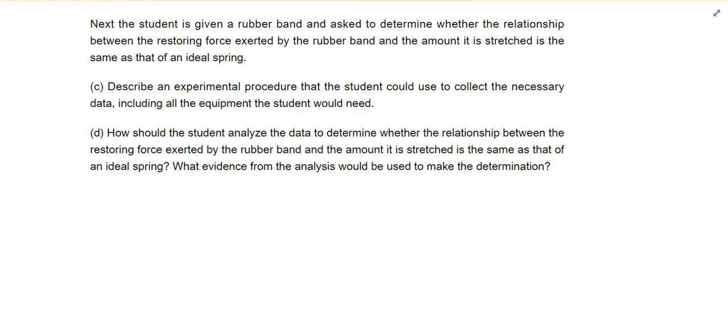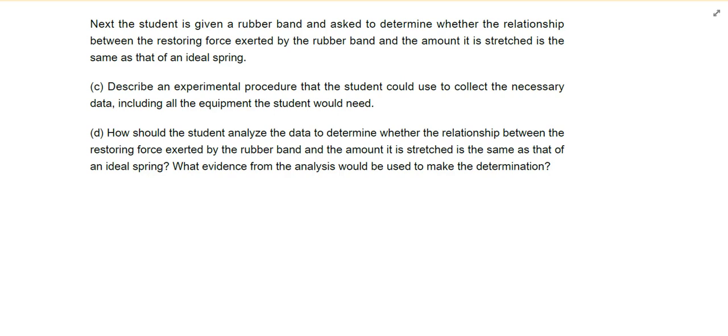The next question says, okay, let's talk about a new concept here. What experimental procedure could that student use to collect the necessary data, including equipment, to answer the question? What the student wanted to determine was whether the relationship between the restoring force by the rubber band and the amount it is stretched is that of an ideal spring. Hooke's law, F equals negative kx. There's a linear relationship there.